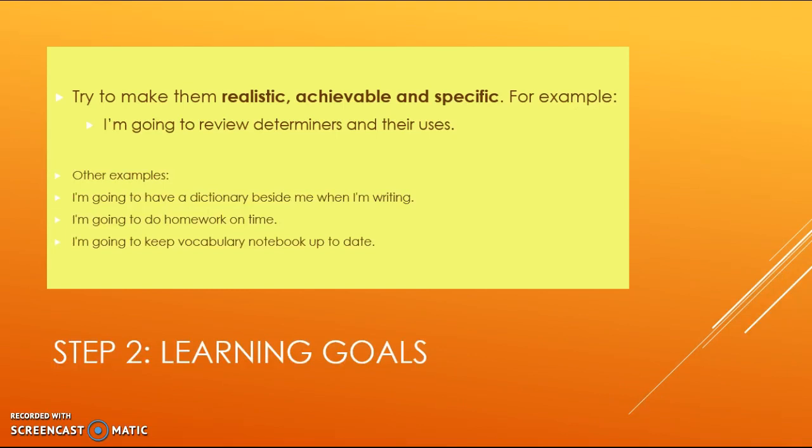Learning goals. Try to make them realistic, achievable, and specific. Example: I'm going to review determiners and their uses. Other examples: I'm going to have a dictionary beside me when I write, or I'm going to do homework on time. I'm going to keep my vocabulary notebook up to date.